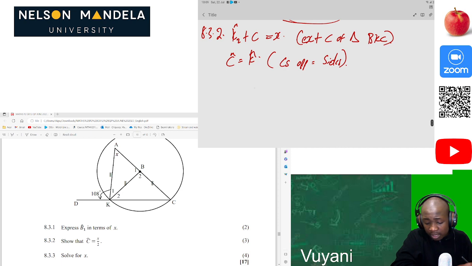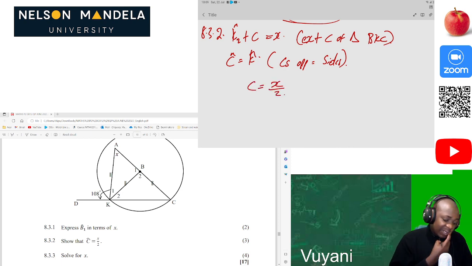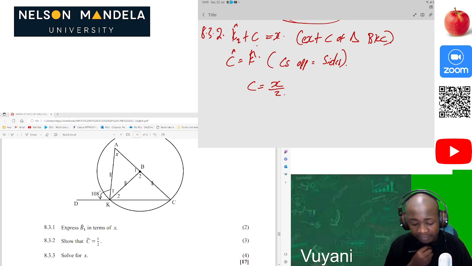Then we can see that this is easy. X is equal to x over 2 plus C, because this will now be x plus C. Then you can see that this is what's going on there. Then we have our correct answer.